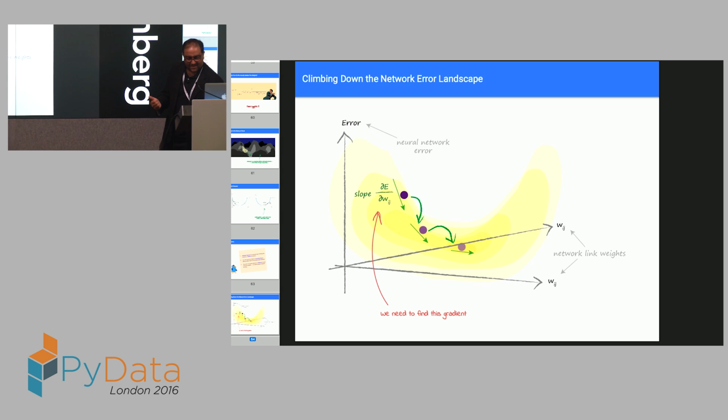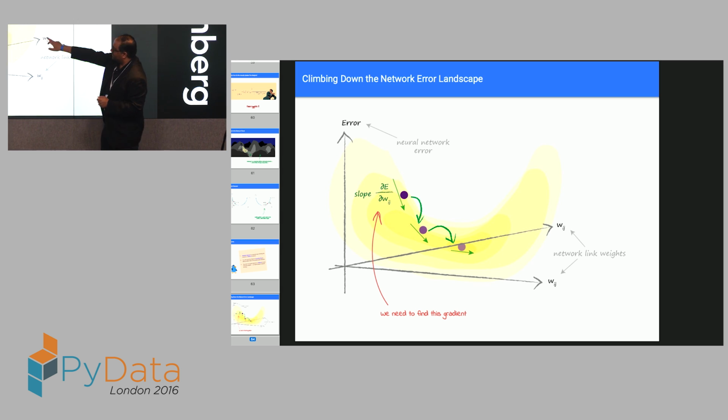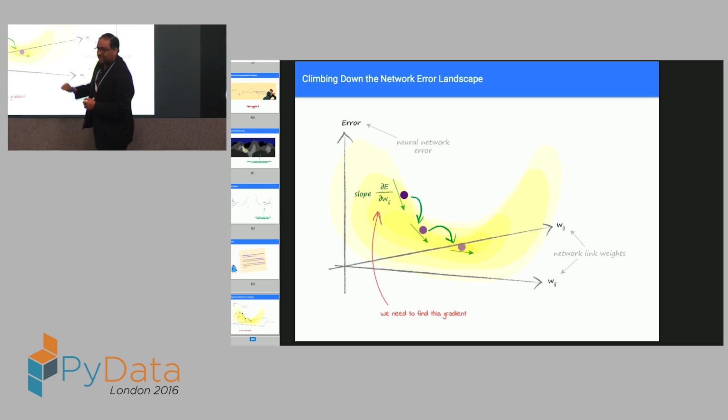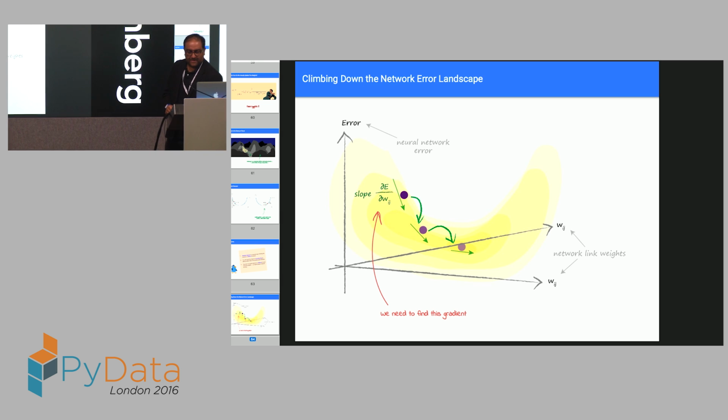Cool. Actually, let's look at that diagram again. This is simplified because it's only got, say, 2 weights illustrated. But with a real network, you would have many, many weights inside that network, and they would all contribute to that error function. This is just 3-dimensional. That would be many, many dimensions.